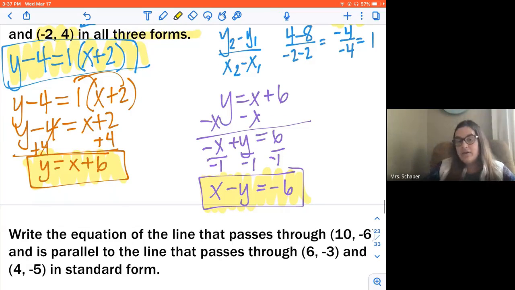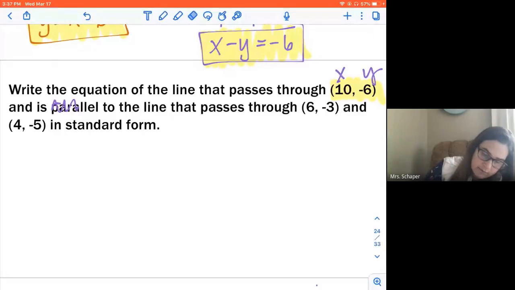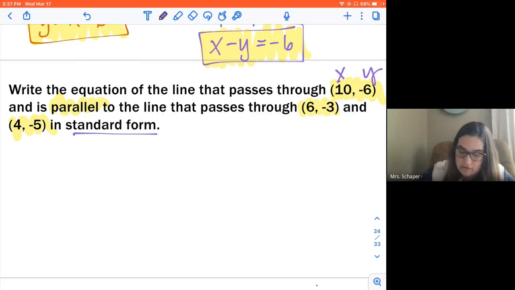Okay. Here's another one. We're going to do a little twist with it, but you know your stuff. You can do this. You can absolutely do this. We're going to write an equation of a line that passes through 10, negative 6. So this is going to be my x and my y, and is parallel. Parallel means same slope of the line that passes through 6, negative 3, and 4, negative 5. And when we write it, we're going to write it in standard form.